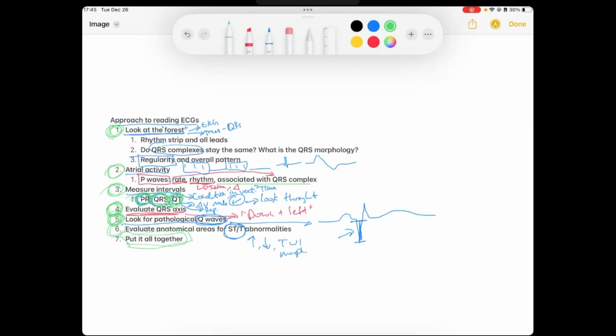At the same time, I'll look at those anatomical leads. At the same time, I'll check those ST and T waves out, make sure I'm not missing anything scary, and you put it all together. Does that fit the clinical scenario or not?